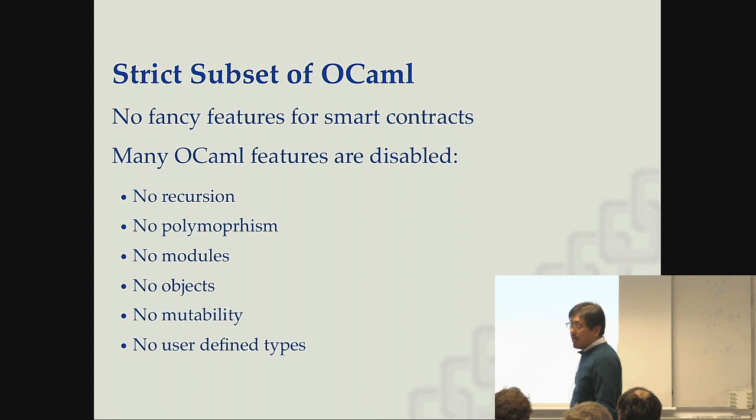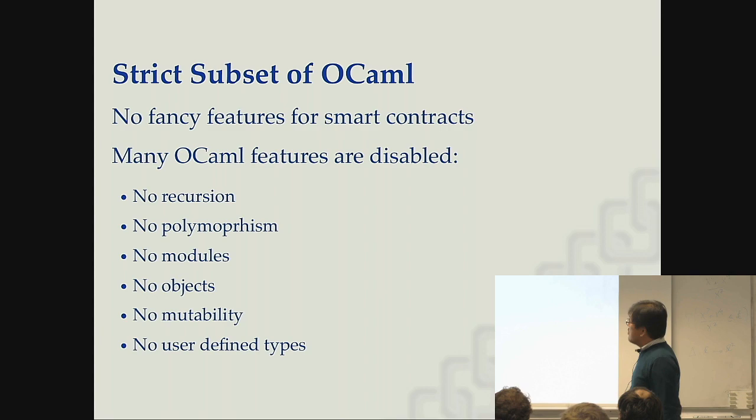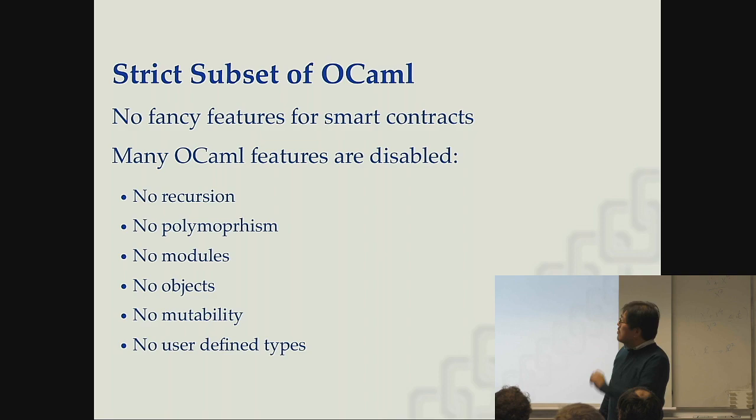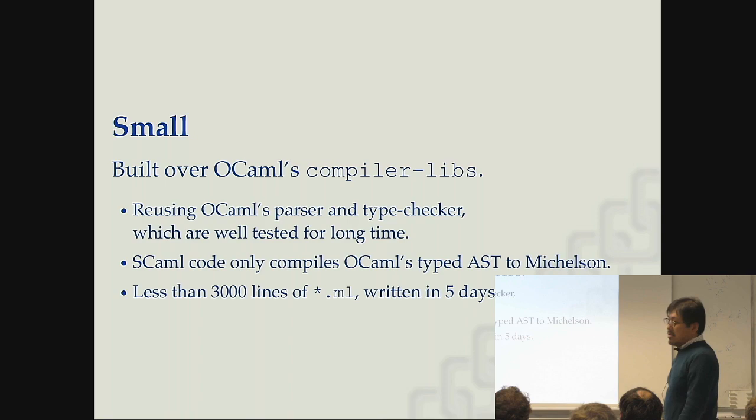And a lot of OCaml features are just not available. No recursion, no polymorphism, no modules, no objects, no mutability, and even no user-defined types. SCaml currently only supports the basic types of Michelson: list, option, map, sum, and pair. Okay. And it's really small, since it's built over OCaml's compiler library.